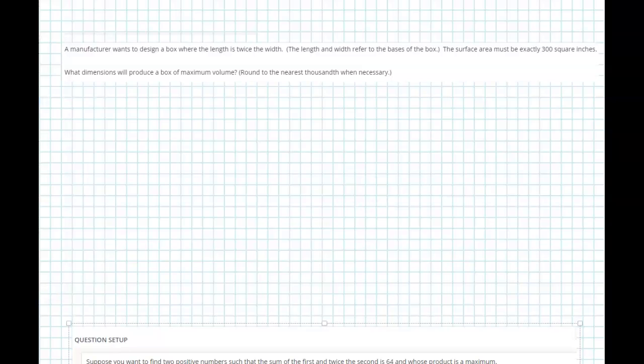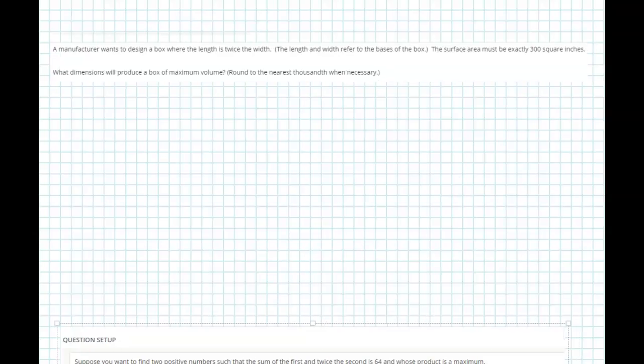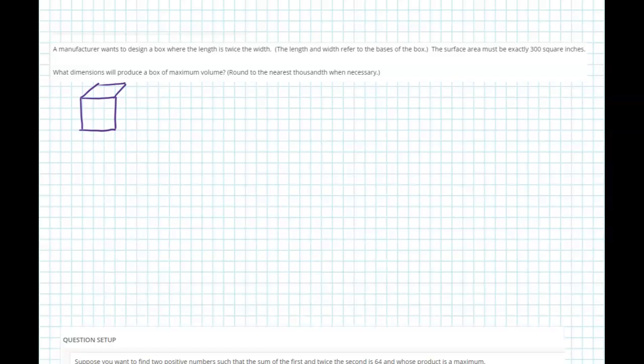Alright, so first we have a box where the length is twice the width, and this is the base of the box. We know the surface area. Okay, let's draw a box. Here's a box.